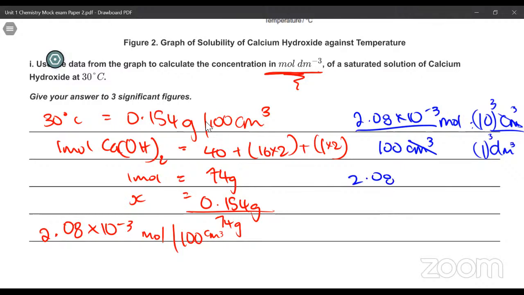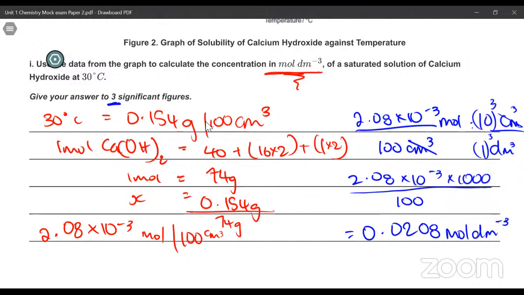and what we'll find is then we will multiply by 1,000: 2.08 times 10 to the minus 3 times 1,000, which is the same as 10 to the 3, and divide that by 100, right? That's down here. So multiply that by 1,000 and then divide it by 100. And you should get 0.0208, right? Let's just do that for now, since we already did that, and I want to give the answer to three significant figures, so this would be an answer in mole per dm cube, right?